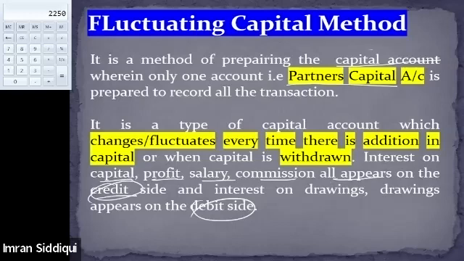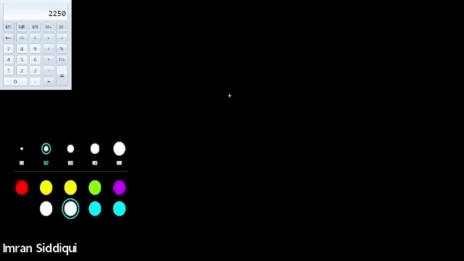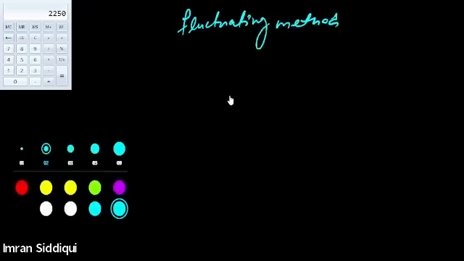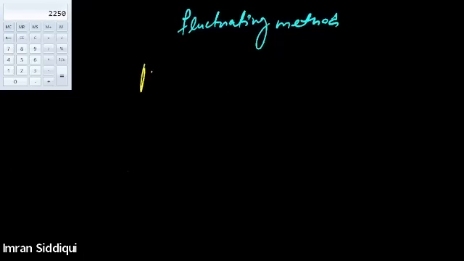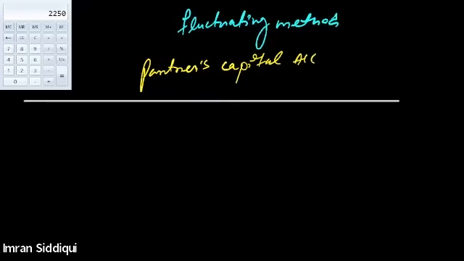See, what I'm trying to say is that when we prepare the partner's capital account, we have two methods. Right now we are talking about the fluctuating capital method. What is special about it is that under this method, we just need to open one account by the name of partner's capital account. And just like every other account, this also has two sides, the credit side and the debit side.